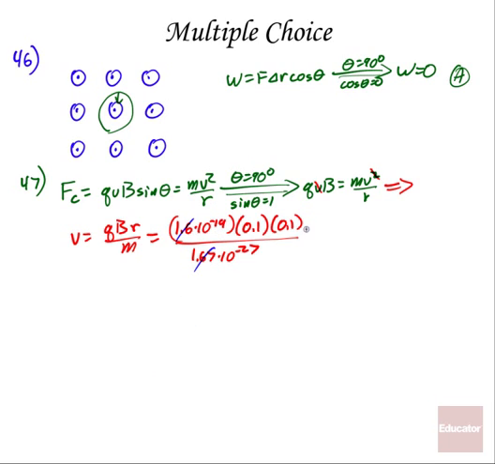Now we've got 10 to the minus 19 times 10 to the minus 2. That's going to be 10 to the minus 21 over 10 to the minus 27. I would say that that's going to be around 10 to the 6th meters per second then, which will give us answer C. And you don't really have anything else that's really close to that value. So you could figure that one out without having to go to the calculator.